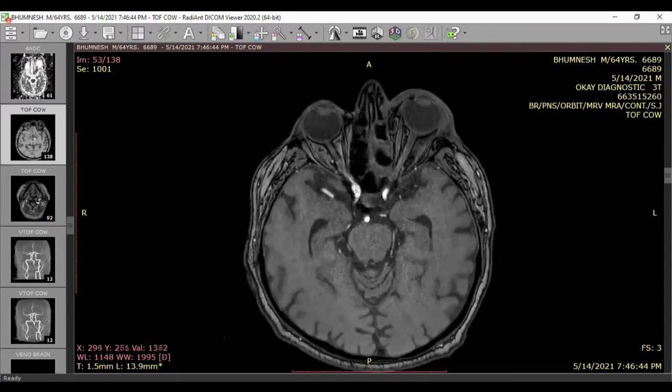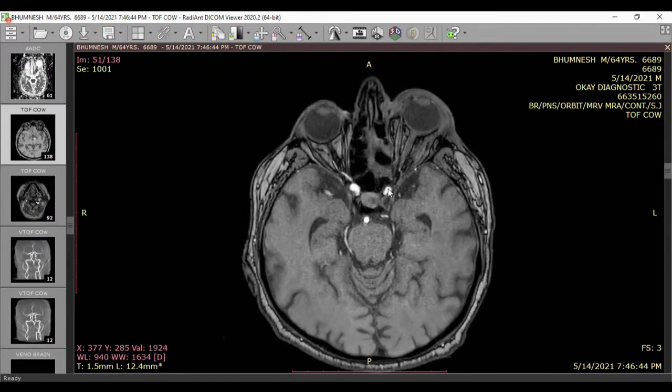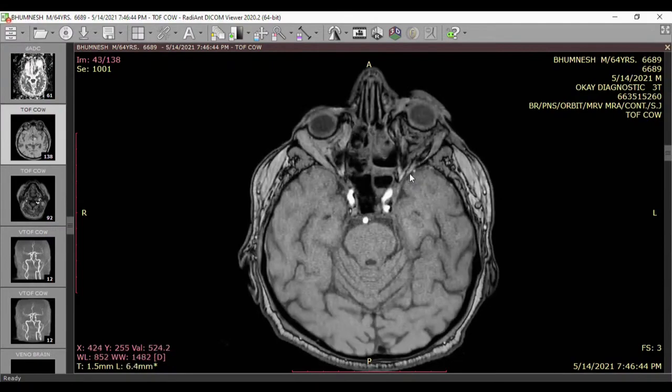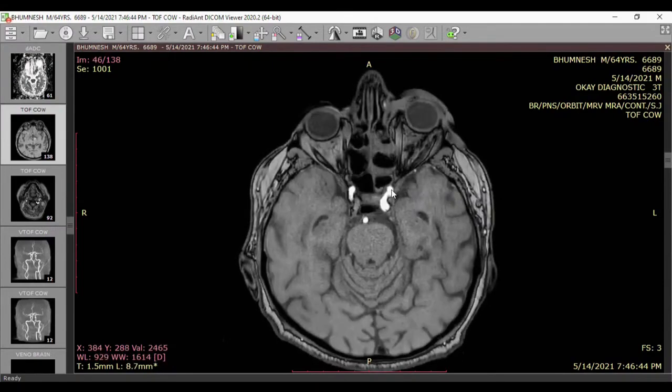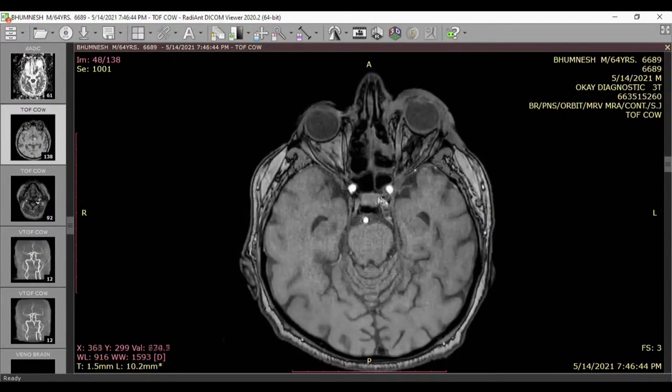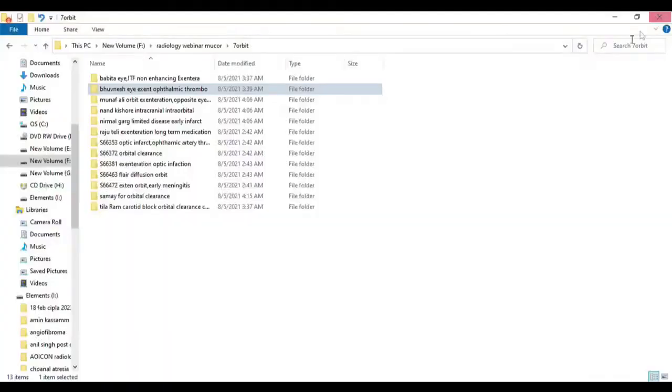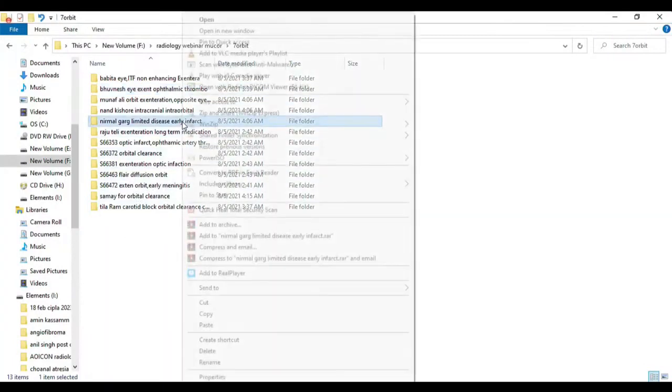Can you see the ophthalmic artery on this side? It's enhancing. And see on this side, the ophthalmic artery is thrombosed, and the patient presented with vision loss. It's not enhancing. So sometimes you get no other finding, but your MRI can tell you exactly what is going on.